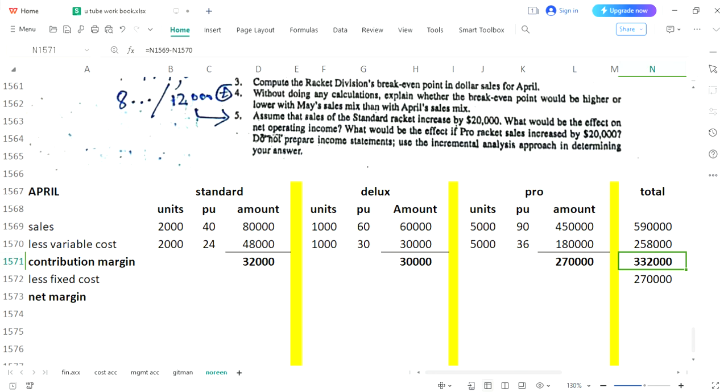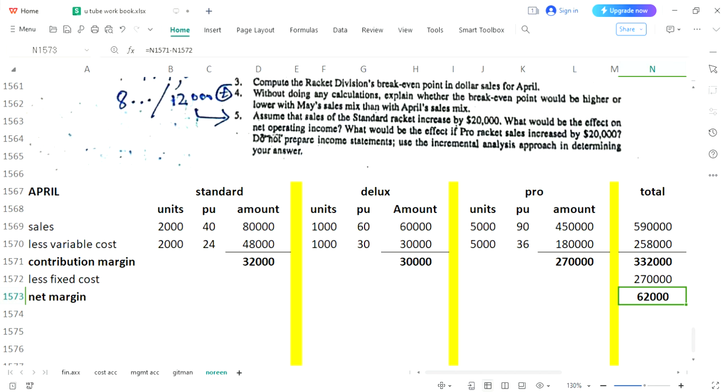Now it's time to calculate our net margin, which is difference between fixed cost and contribution margin. Total contribution margin here we have calculated is 3,32,000, and total fixed cost is 2,70,000. So in this way, the net margin has been calculated, that is 62,000. Hopefully you have understood it.